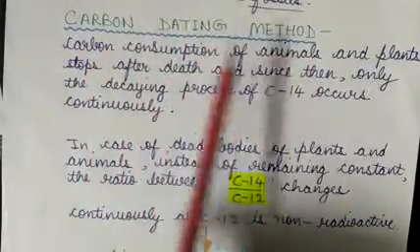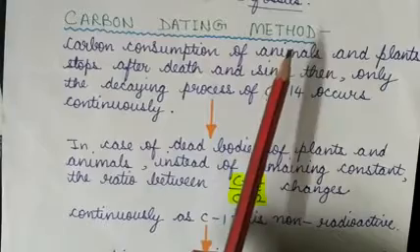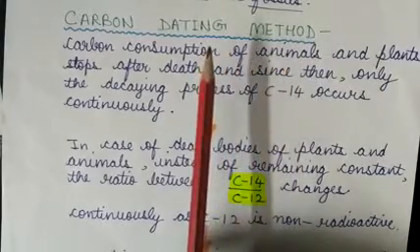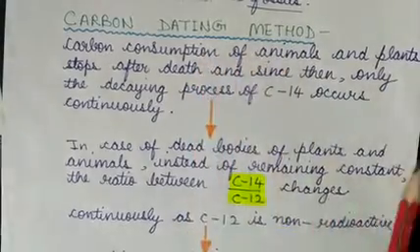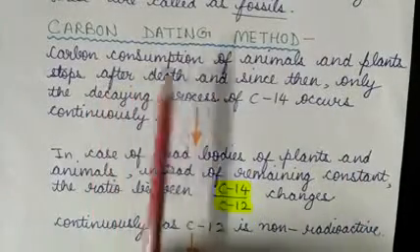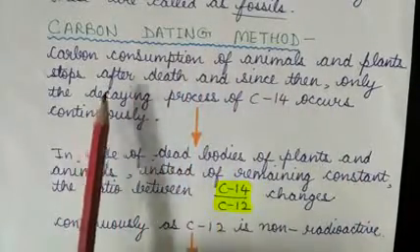There is a carbon dating method by which we come to know the age of the fossils. Now, what is the carbon dating method? The carbon consumption of animals and plants stops after death.